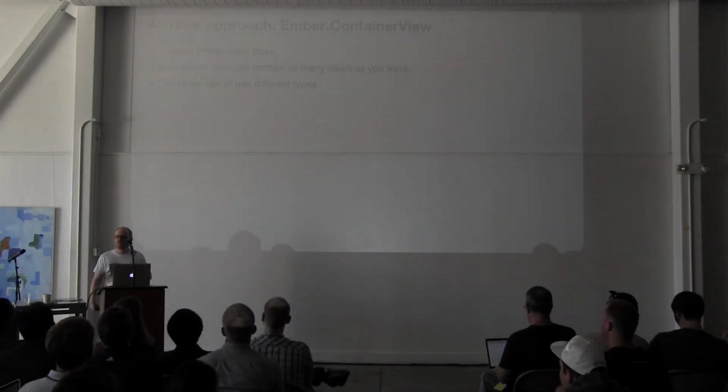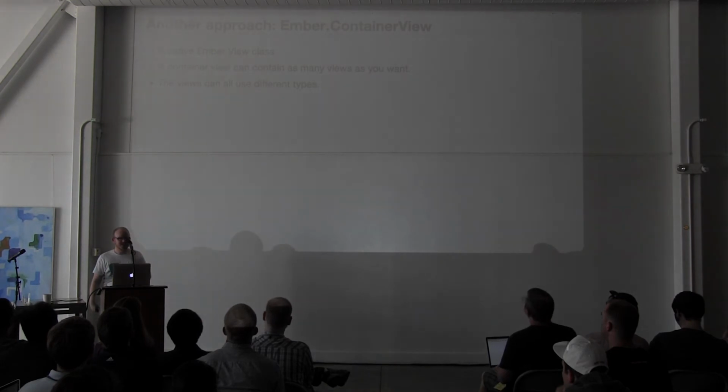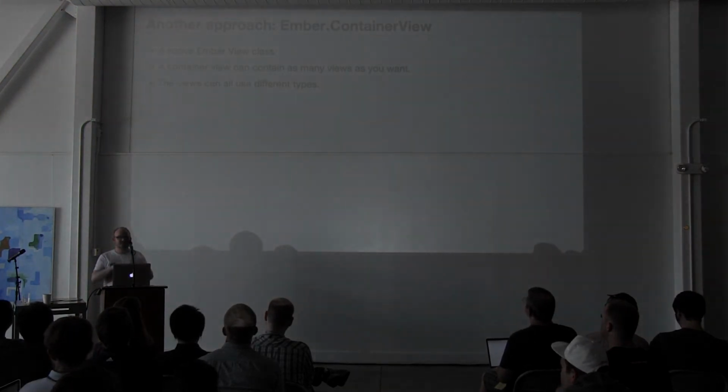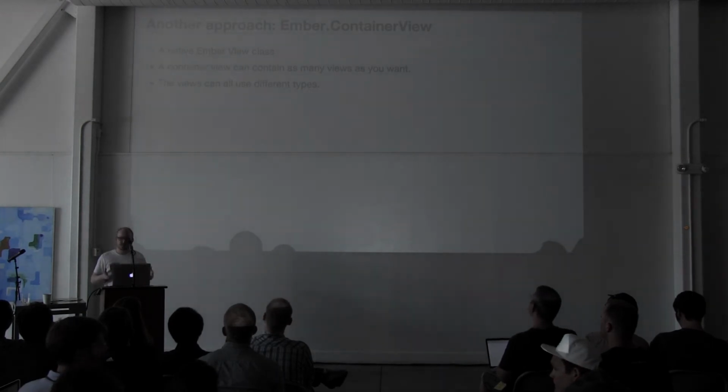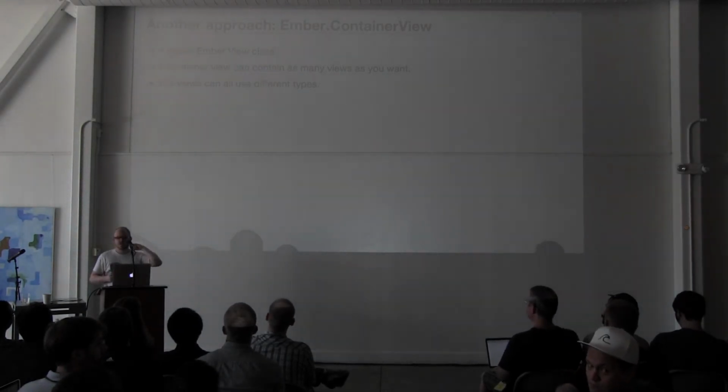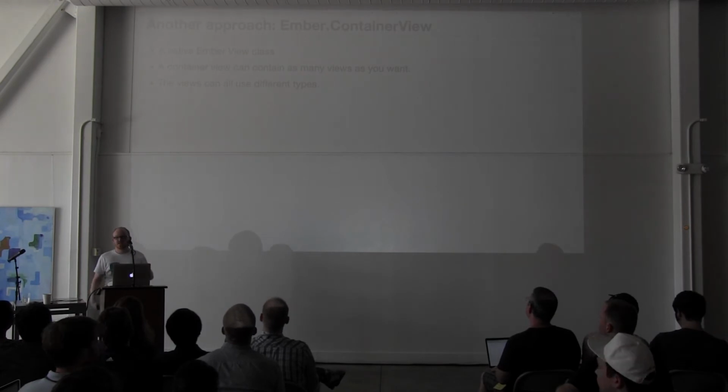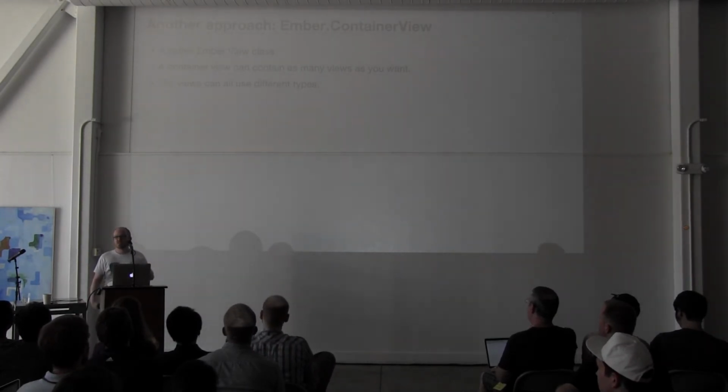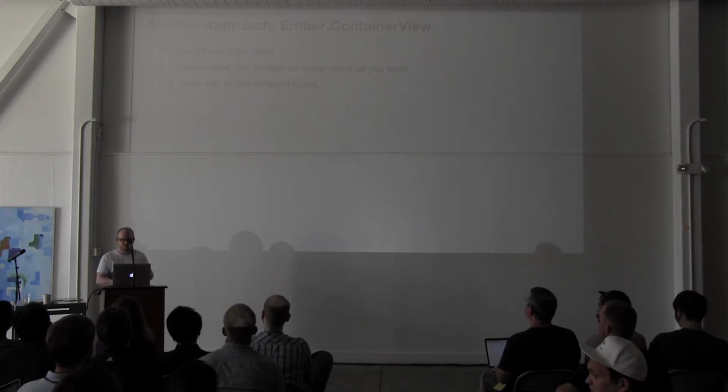And Ember has this really cool thing called container view. You might not have ever used this because if you're just using the standard Ember each and collections, this is mostly abstracted away from you. But a container view is a really cool thing. It's a view class, and it's like an array, so it can contain as many views as you want. But the cool thing is the views don't even have to be the same type.